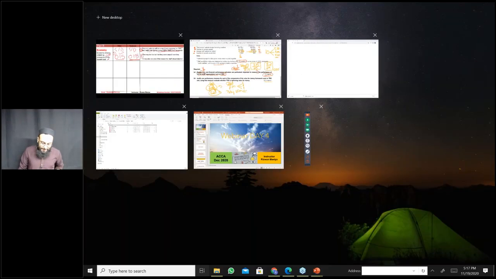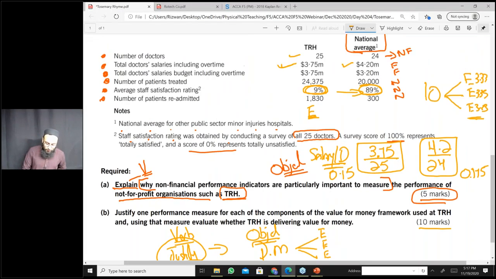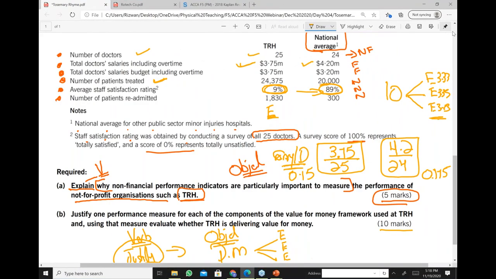Now, efficiency. Quickly decide and tell me about efficiency. What do you think is good to work out for efficiency here? Remember for efficiency what I told you? Input and output. So what is the output here that you can see? Come on, I want you to give me the answers. Number of patients treated. Yes. And what is the input? Number of doctors. Number of doctors is input and output is number of patients treated, right?